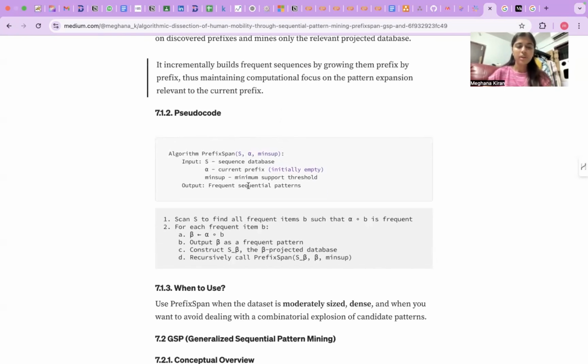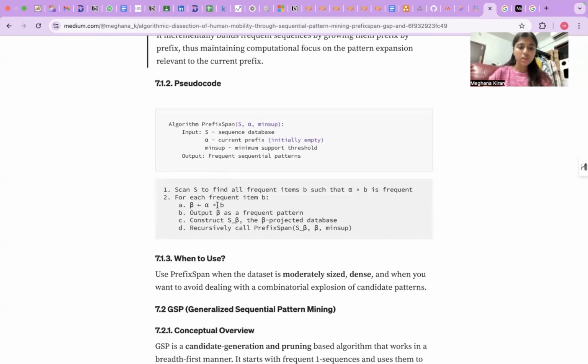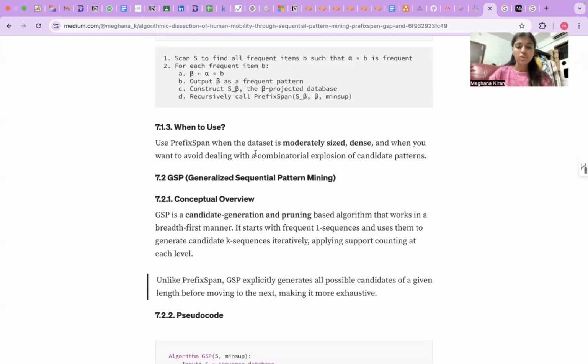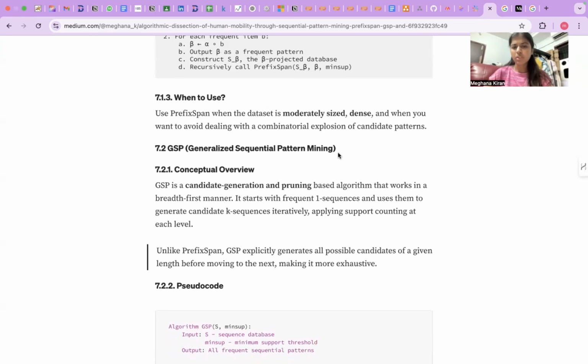For example, if a sequence pattern has A goes to B as a frequent pattern, then PrefixSpan explores what comes after B by only looking at the parts of the dataset after that sequence. Because of this, PrefixSpan tends to be faster and more scalable, especially when the dataset has many repeated patterns. When to use PrefixSpan: when the dataset is moderately sized and dense, and when you want to avoid the explosion of many combinations of candidate patterns.